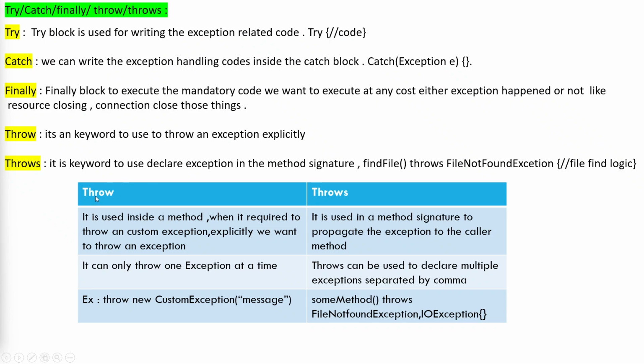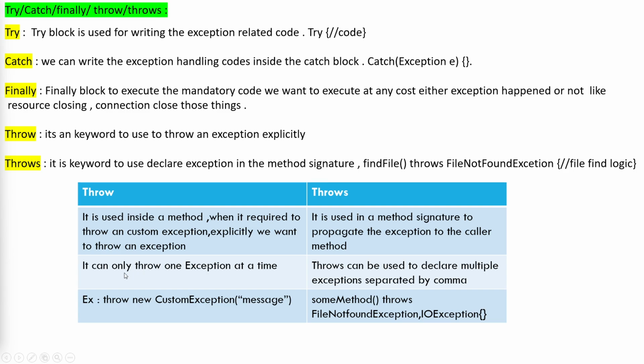What are the differences between throw and throws? Throw is used inside a method, like throw user not found exception. It is used inside a method when we are required to throw a custom exception explicitly. And throws is used in a method signature to propagate the exception to the caller method. The previous caller method will take those exceptions. With throws, the exception will be returned to the place from where find file is being called.